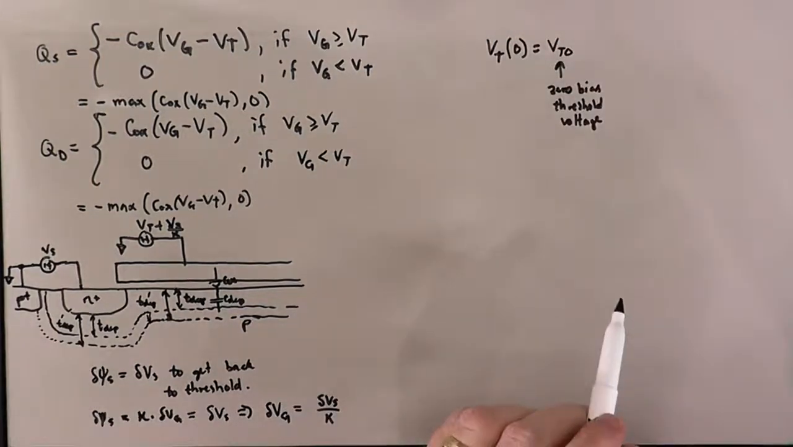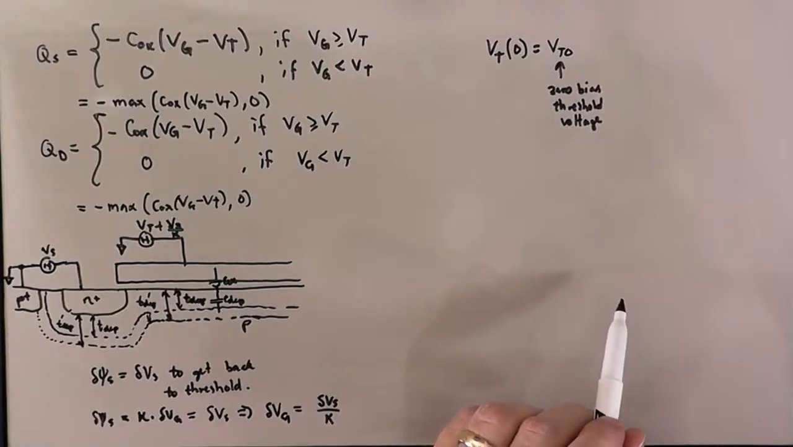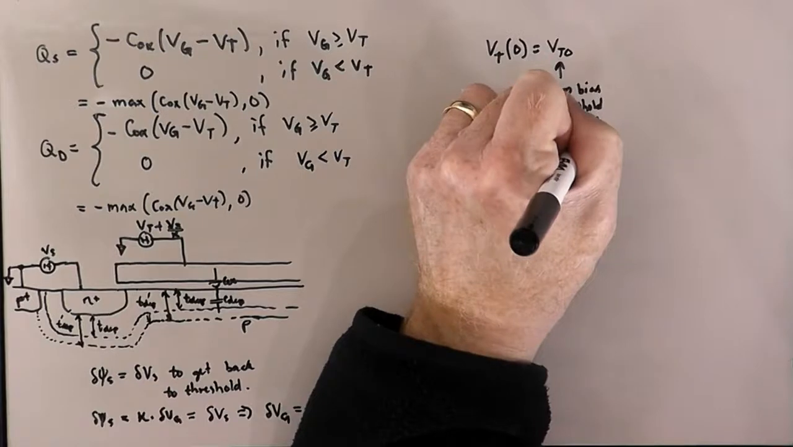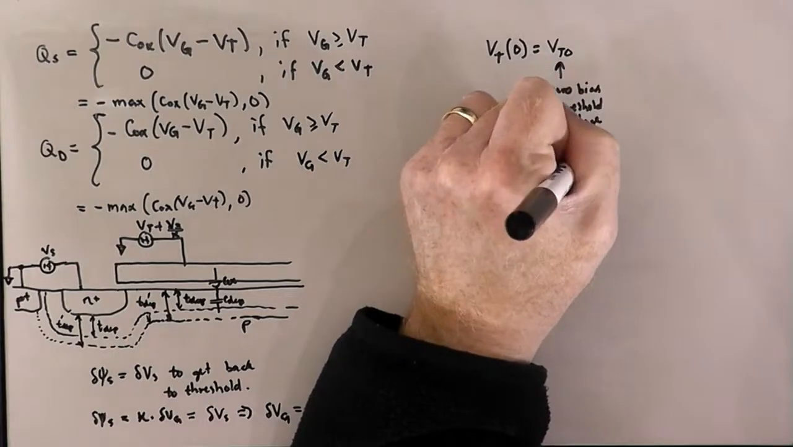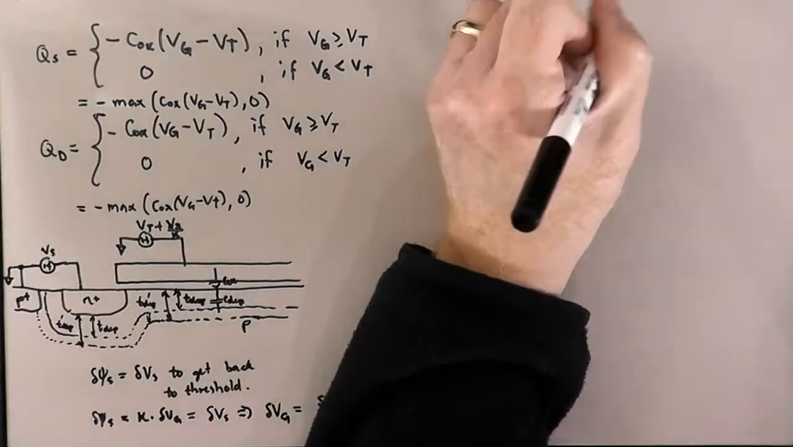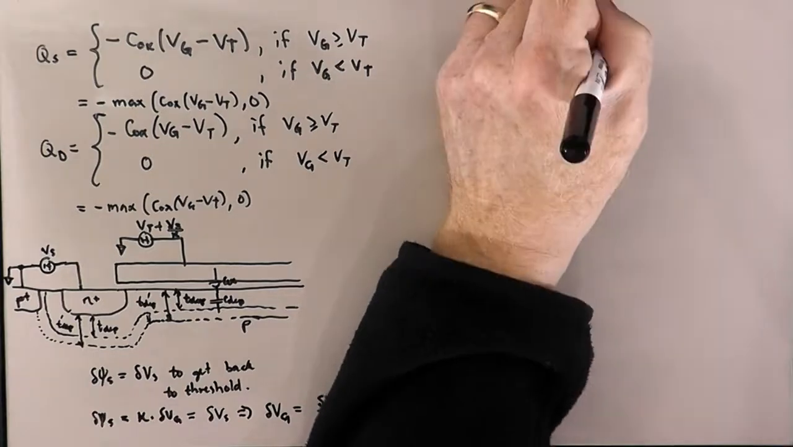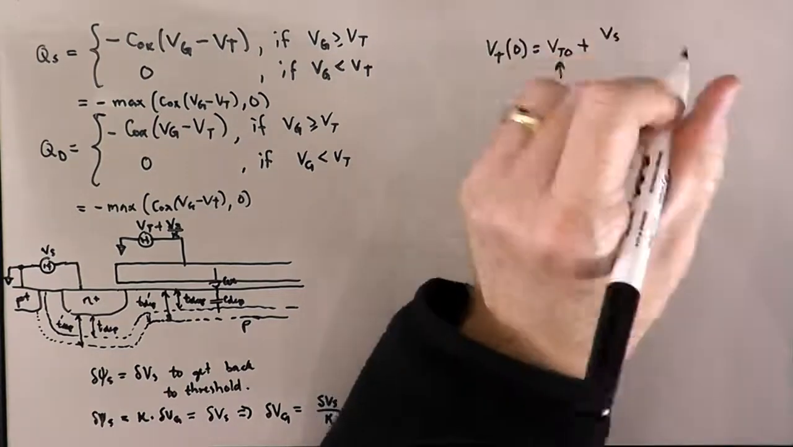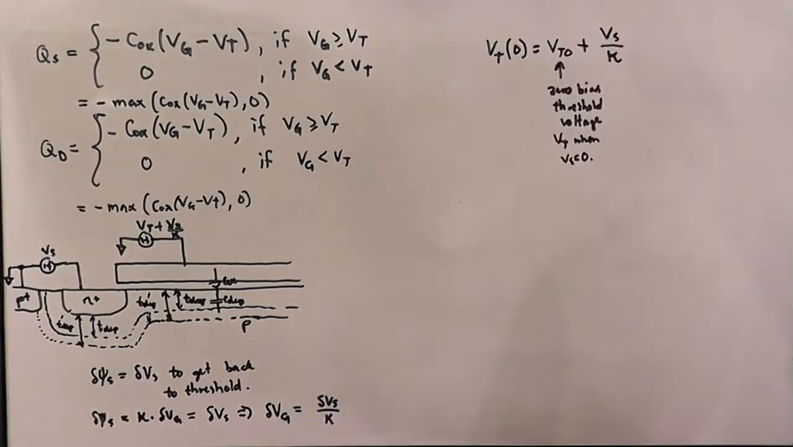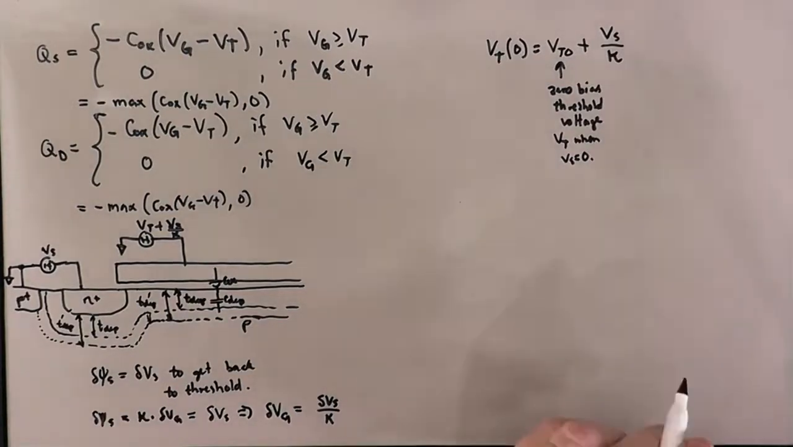And that's the value of the threshold voltage when Vs equals 0. That was the original threshold voltage. And there'll be a shift by the amount that the source voltage has been increased divided by kappa. So this is the threshold voltage at the source end of the channel.